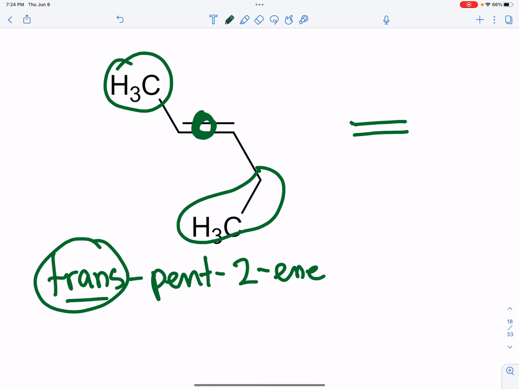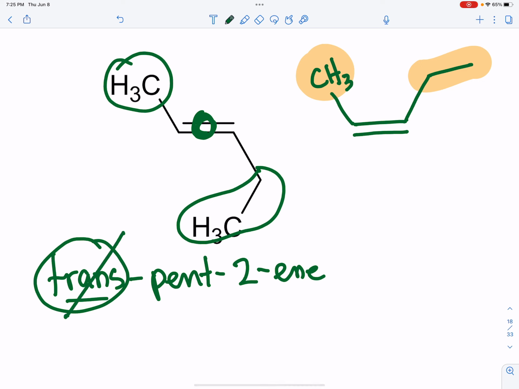pent-2-ene, but I had drawn the methyl group here going up, and I had drawn the ethyl group also going up, now the two groups, the two carbon groups, are on the same side of the double bond. They happen to both be going up. They could also have both been coming down. It wouldn't matter. If they're on the same side of the double bond, then instead of a trans isomer, we would have had a cis isomer. We would have called the molecule on the right cis-pent-2-ene.